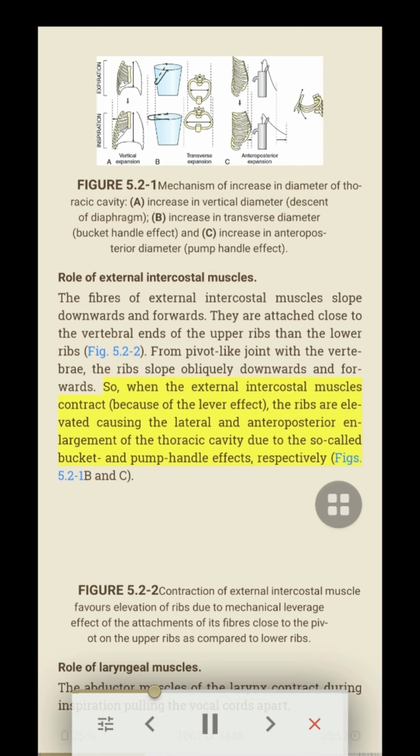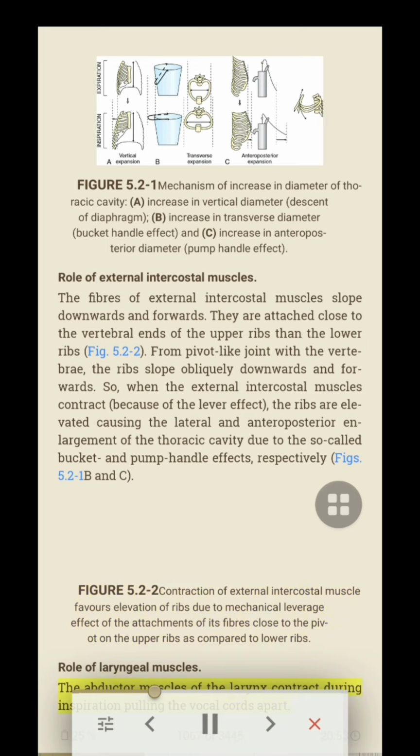So, when the external intercostal muscles contract, because of the lever effect the ribs are elevated, causing the lateral and anteroposterior enlargement of the thoracic cavity due to the so-called bucket and pump handle effects, respectively, Figs. 5.2-1b and c. Figure 5.2-2: Contraction of external intercostal muscle favors elevation of ribs due to mechanical leverage effect of the attachments of its fibers close to the pivot on the upper ribs as compared to lower ribs.